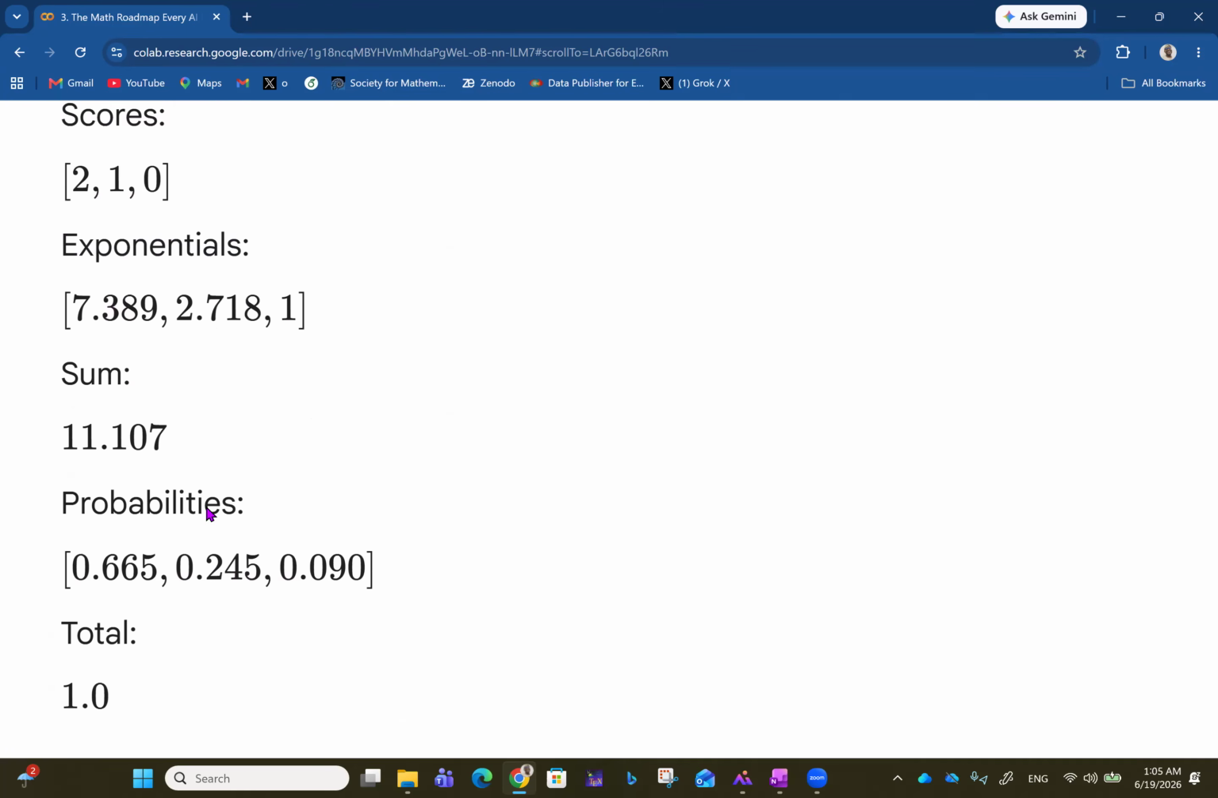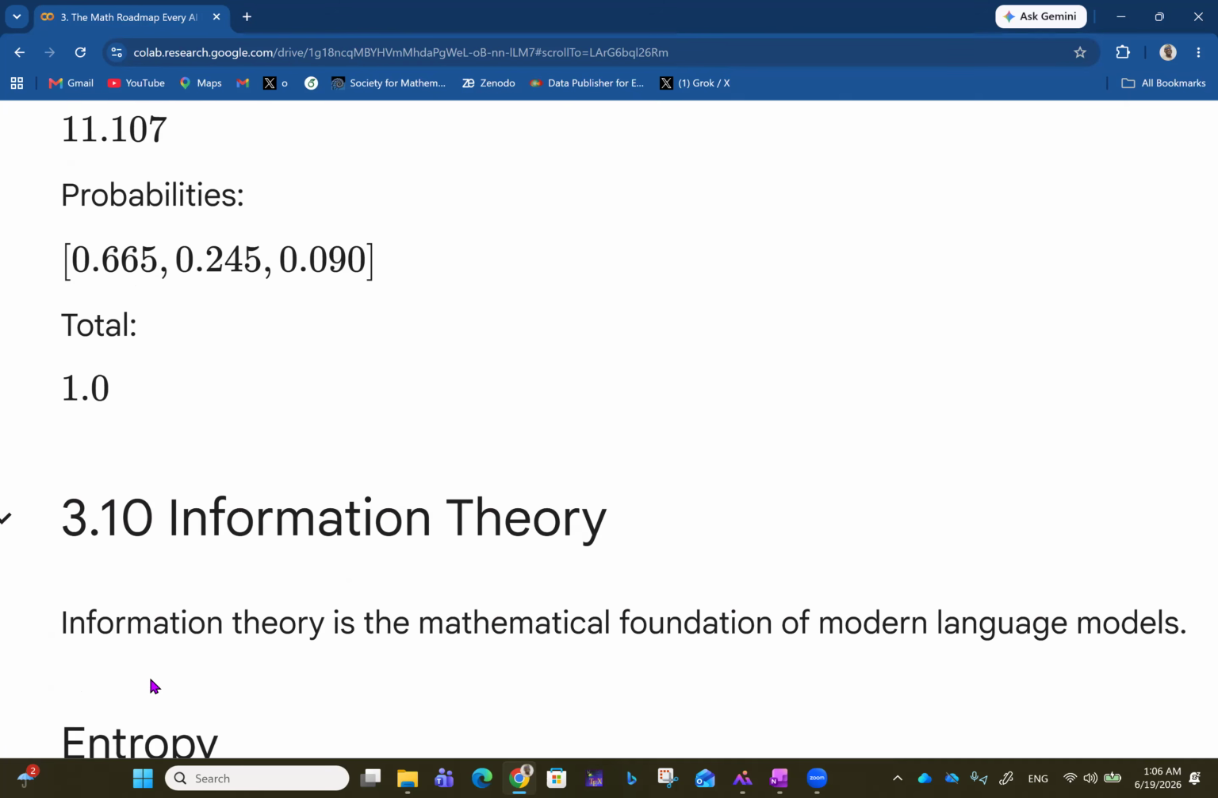So you can then compute the probability for each of the scores. For the first one, you have 7.389 over this, you get 0.665. For 2.718 divided by this, you get 0.245. And for this one, you have 0.090. And if you add it up, at any point in time, you should get 1.0. So it forms a kind of probability distribution.